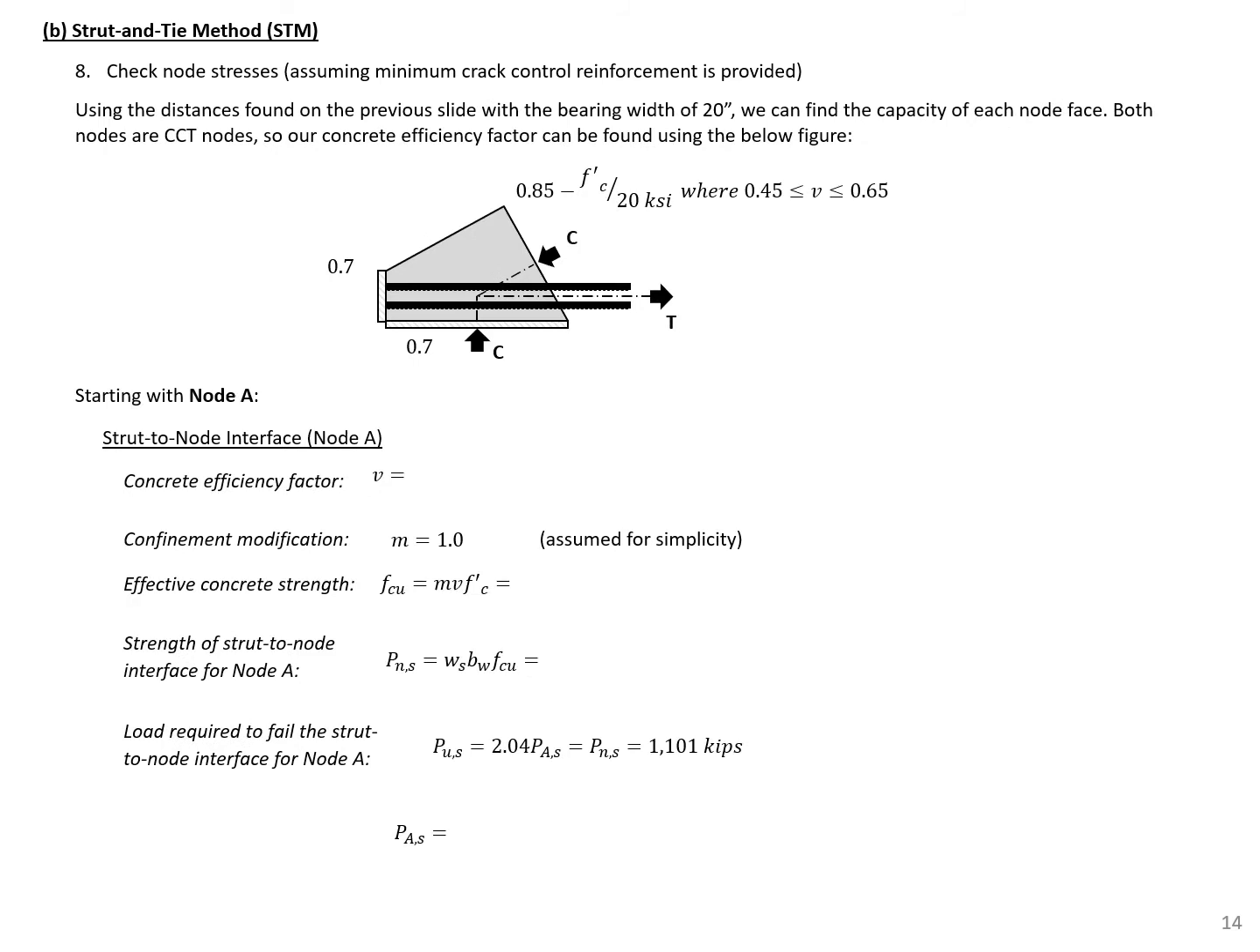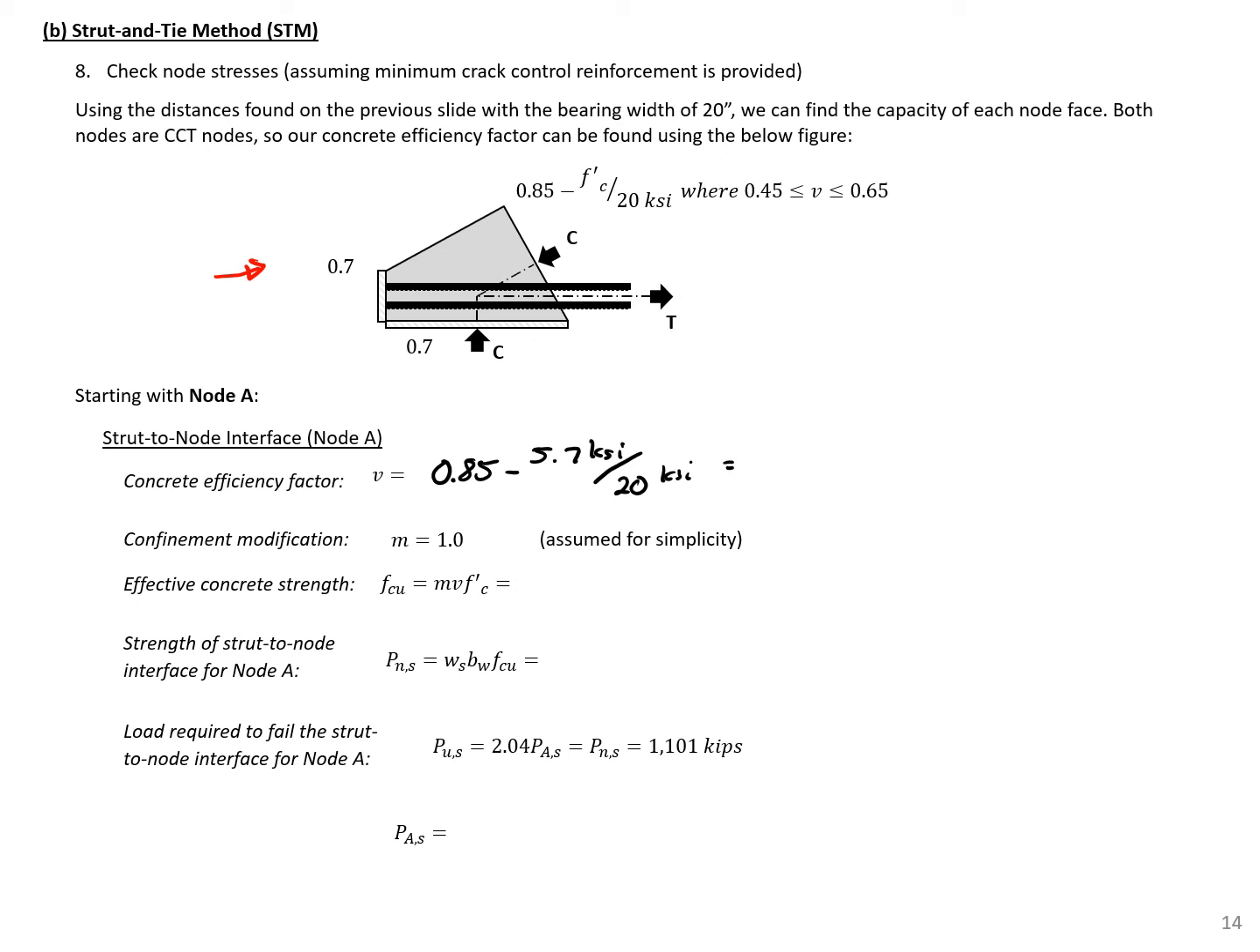Both of our nodes of interest are CCT nodes, so we can figure out our concrete efficiency factors by this figure here. Our concrete efficiency factor for our strut-to-node interface is going to depend on our concrete strength. So we'll have an efficiency factor of 0.85 minus 5.7 KSI divided by 20 KSI.